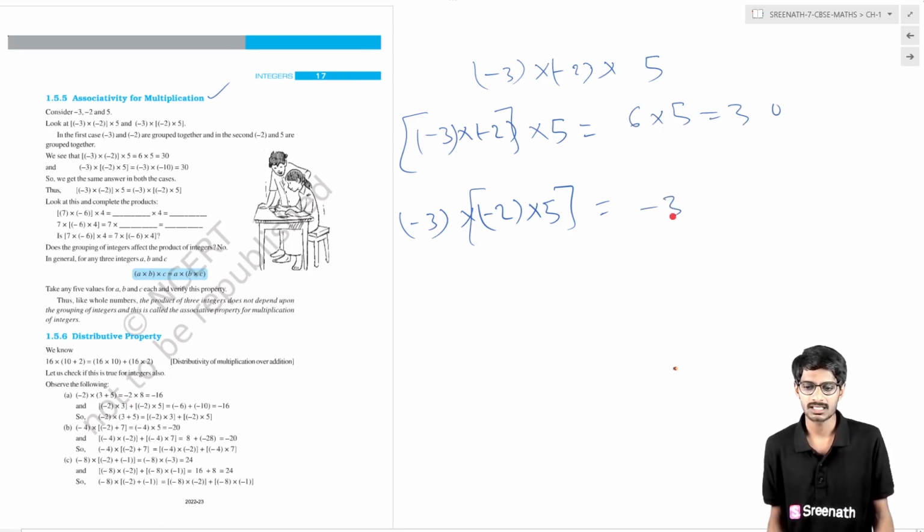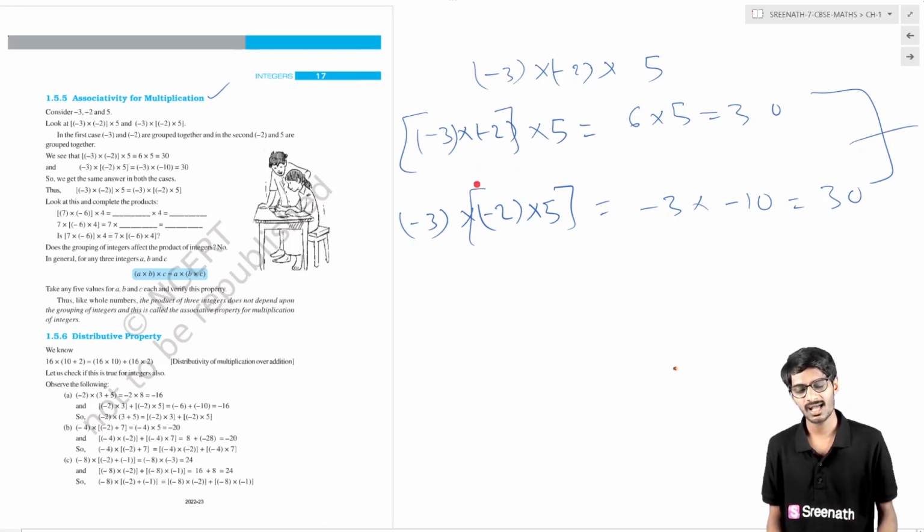Minus 3 into minus 5 into 2, what happens? That is minus 25, which means minus 5 into 2 is minus 10. Two negative integers become positive, 10 into 3, 30. So the result is the same, but what we have done is interchange the brackets. We have changed the consideration.